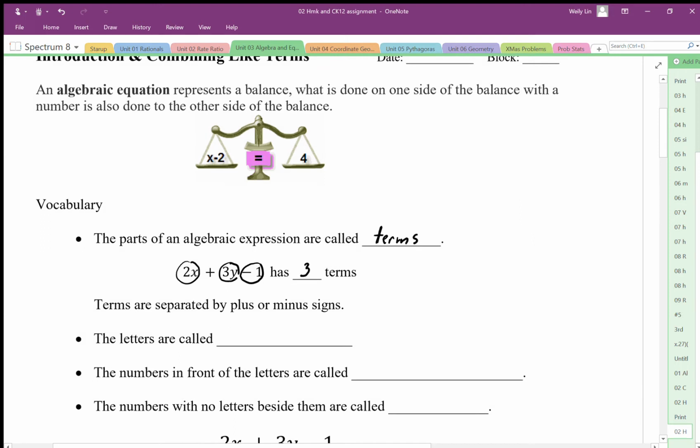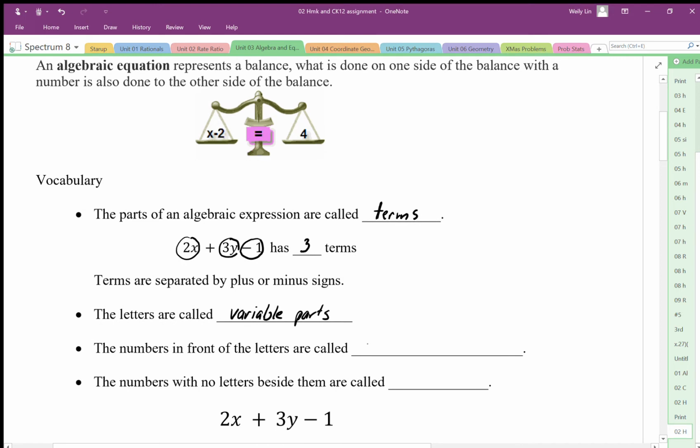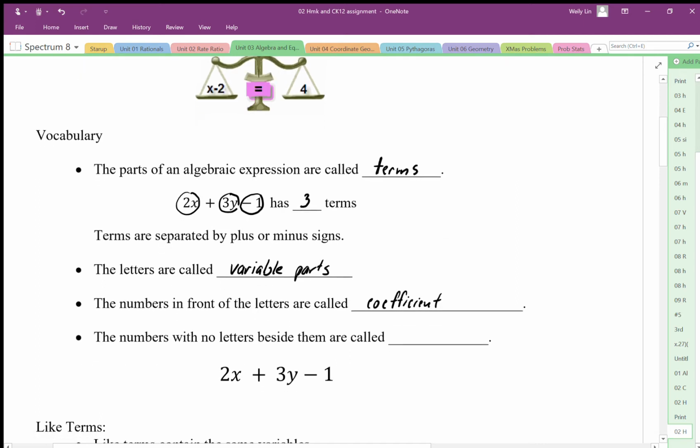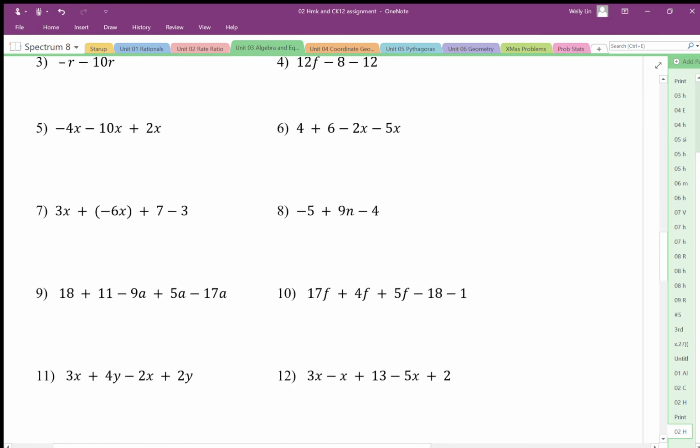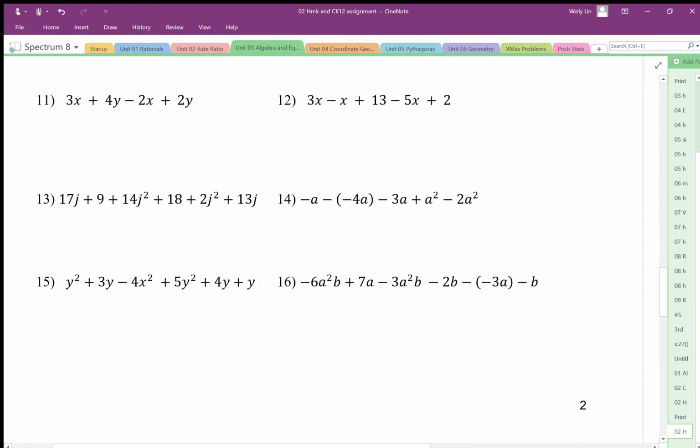Terms are separated by plus or minus signs. Letters are called the variable parts. The numbers in front of the letters are called the coefficient. And numbers with no letters beside them are called constants. So that's a constant.